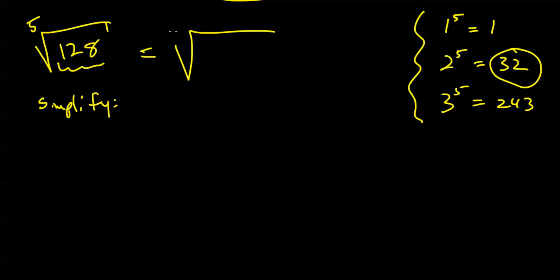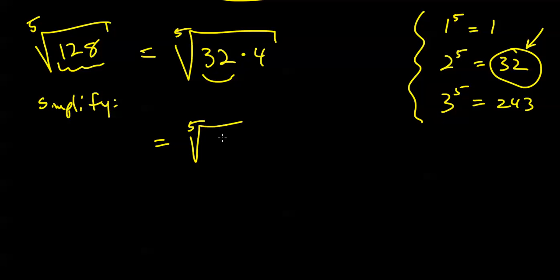Let's see. 128 is 32 times 4, is it not? I believe it is. 4 times 30 is 120, and 4 times 2 is 8. Yes, it is. And, of course, 32 is a perfect fifth power. It's on my list right here.